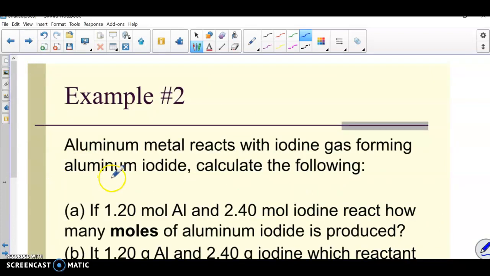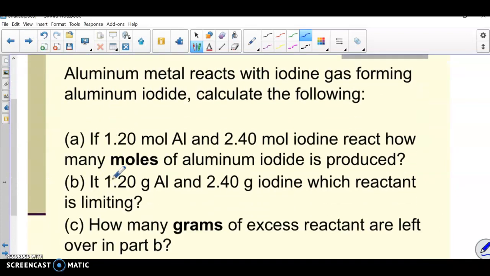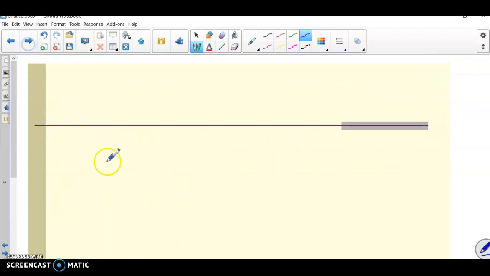So the next one, another reaction. Aluminum reacts with iodine gas forming aluminum iodide. Calculate the following. The first time they gave you moles, and then the next time they gave you grams, and then at the end they want to know how much of the excess is left over in part B. They're comparing it to part B.